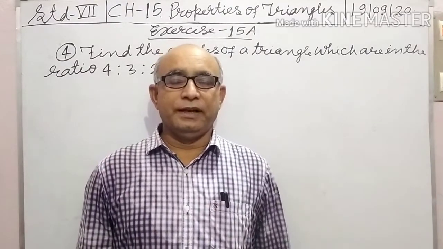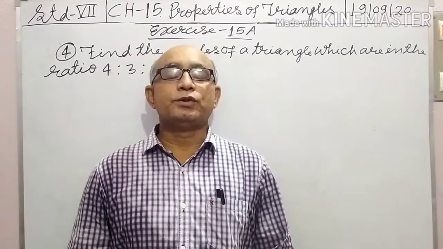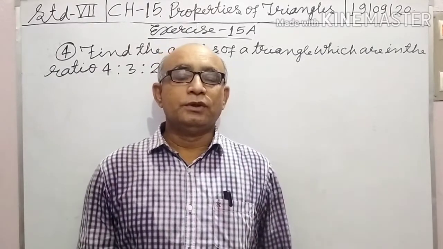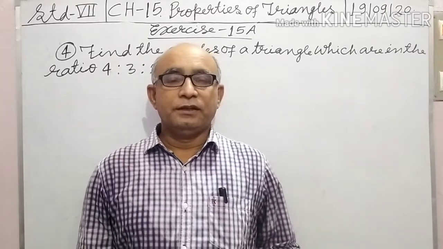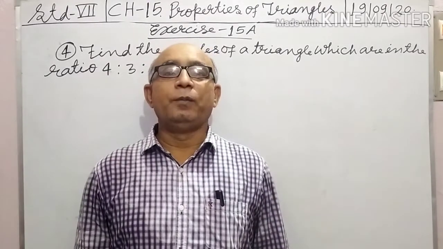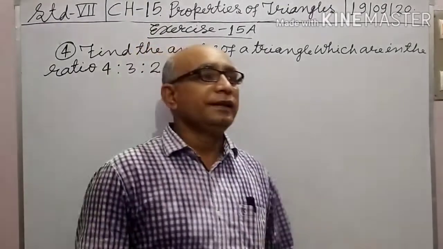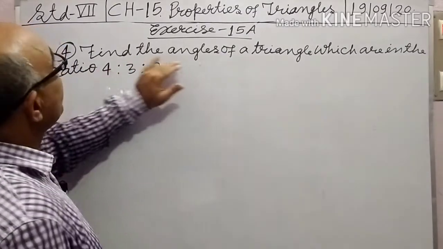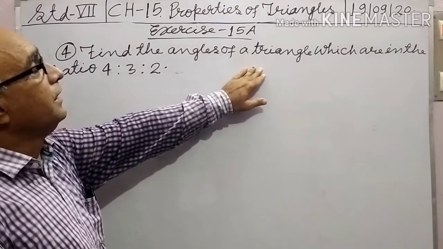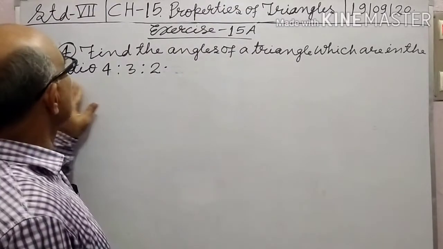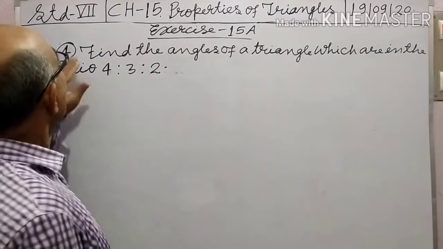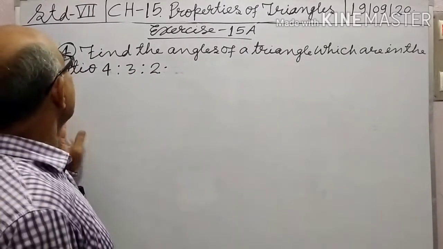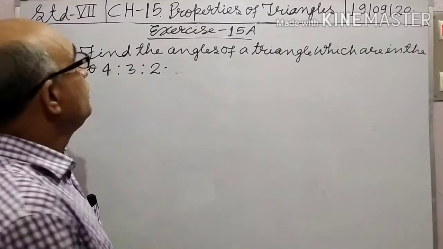Students, now I shall solve exercise 15A. Questions 1, 2, 3 are solved according to the angle sum property: the sum of the angles of a triangle is 180 degrees. So in question number 4, find the angles of a triangle which are in the ratio 4:3:2.